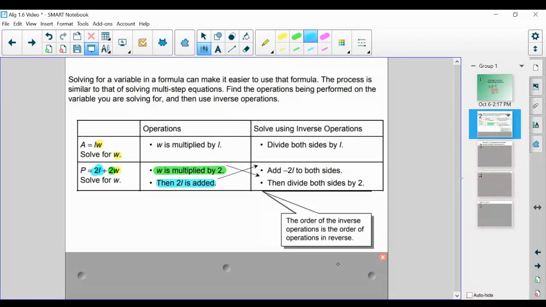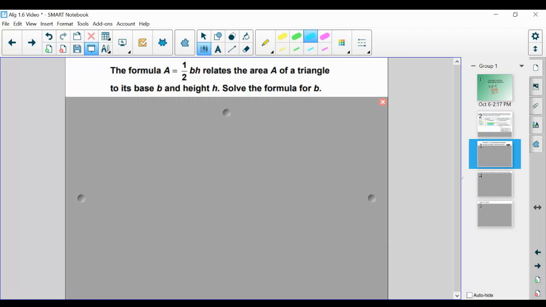And you're going to see that the order of inverse operations is the order of operations in reverse, right? It's the opposite. Inverse operations are the opposite operations. So we do it backwards, just like we would solving equations. So let's put it into an actual scenario. Let's put it into an actual example.